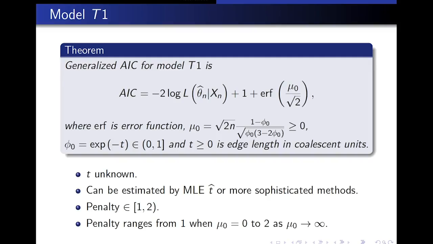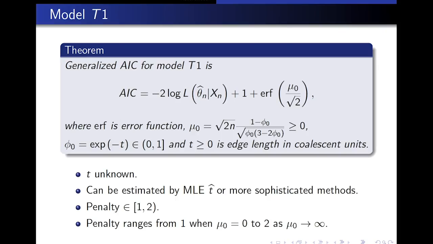So what is our generalized AIC for model T1? For model T1, the penalty term is just a simple increasing function of the internal edge length T of the species tree in coalescent units. The penalty term is 1 plus ERF of mu naught divided by root 2, where ERF is the error function and mu naught is an increasing function of the edge length T. So we can think of mu naught as some kind of transformed edge length.